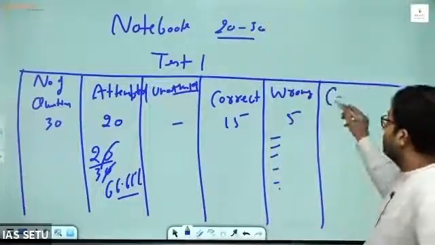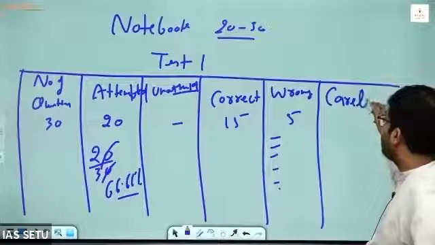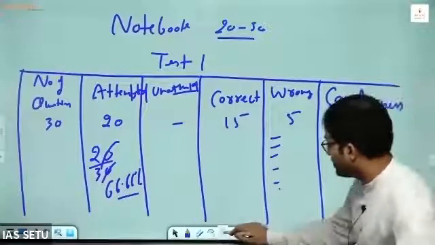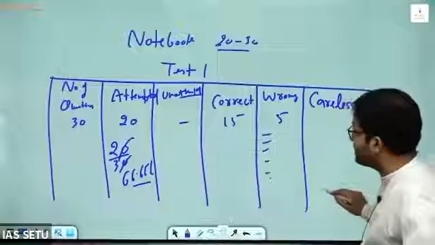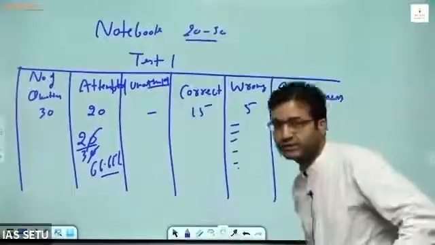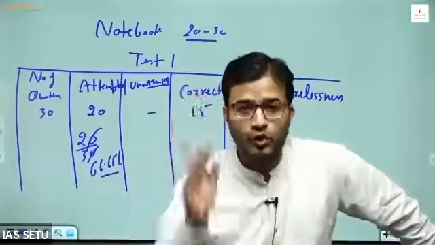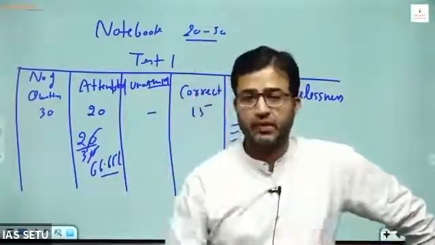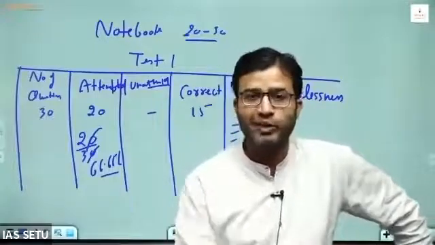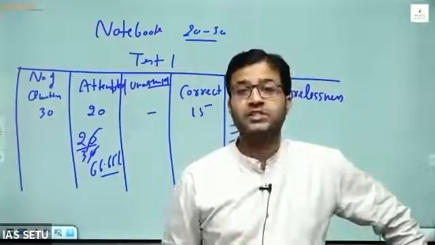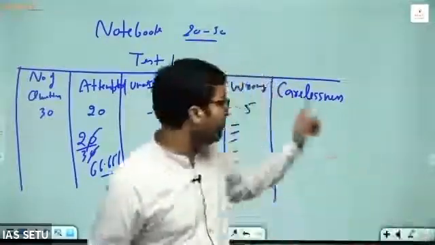Next column, which is very, very important: carelessness. Carelessness is a blunder, and this is the carelessness we have to minimize. What is carelessness? You know the thing, but still you got the wrong answer because of some silly mistake, maybe a calculation mistake, maybe you have not read the question carefully, maybe you are in a hurry, and because of the hurry you have made a mistake. We have to minimize this carelessness.